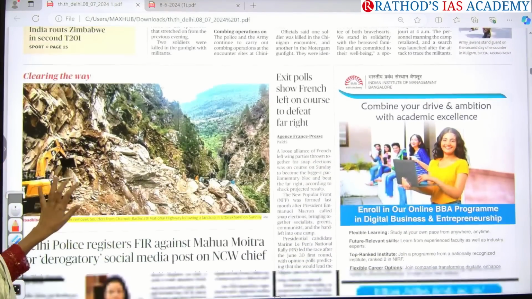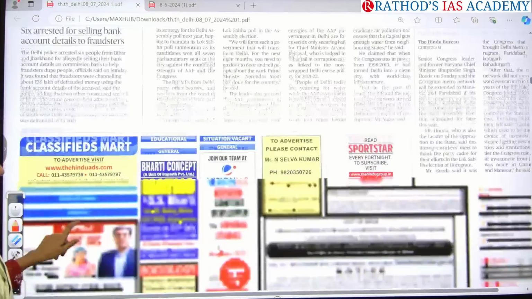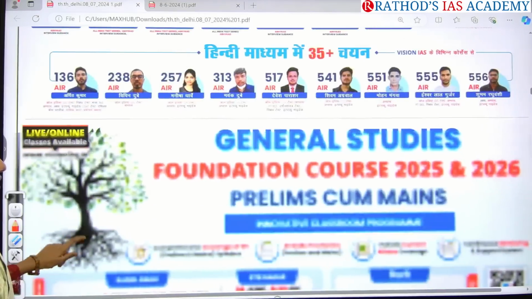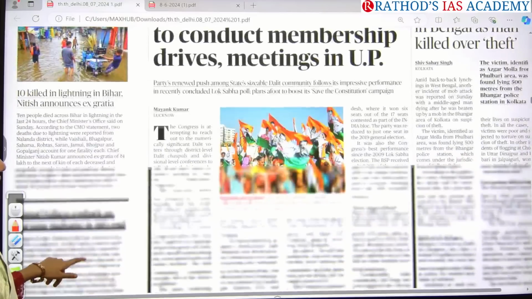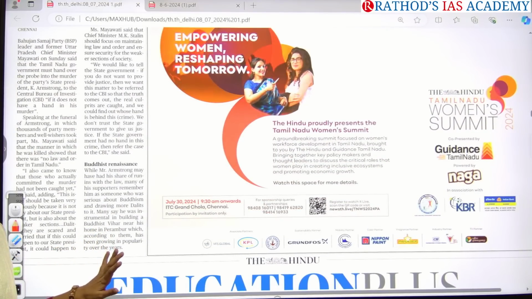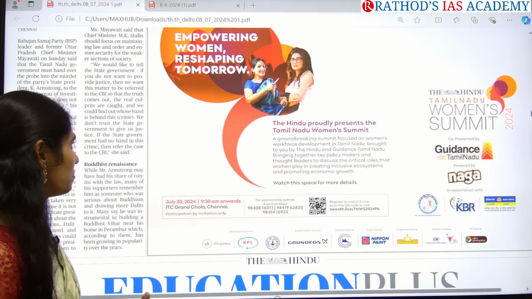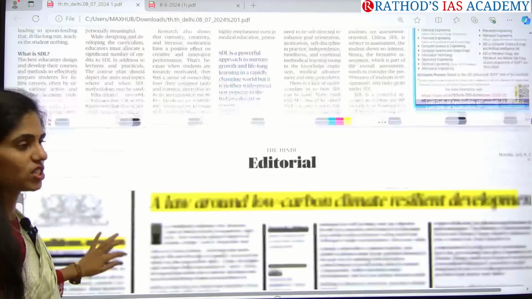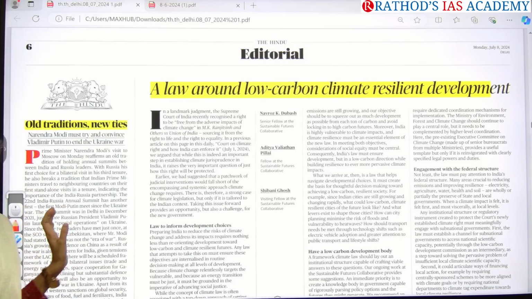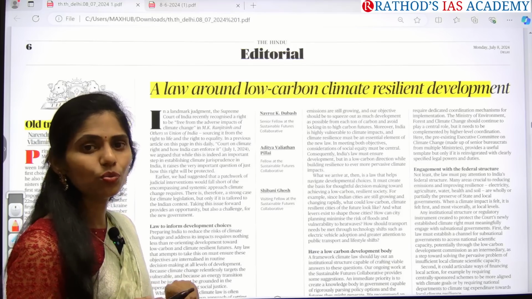So this is the article that I showed you, right? In the city page, there is nothing much important. You can simply leave that city page. And if you move on to the states page, there is nothing much important, and most of the articles are political articles. My sincere request to you is please don't read those political articles. It will just be a waste of your time. Now in the editorial page, there are many articles which are very relevant from an examination point of view. Let us see them one by one.